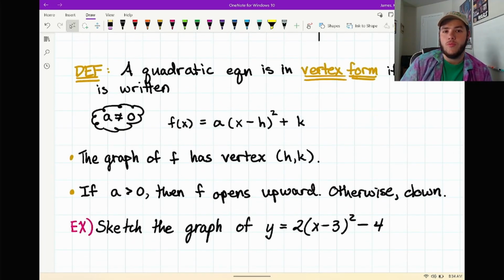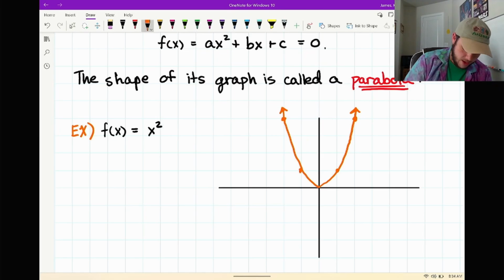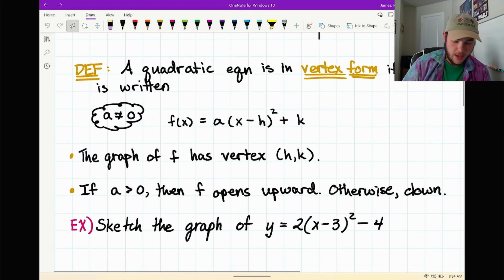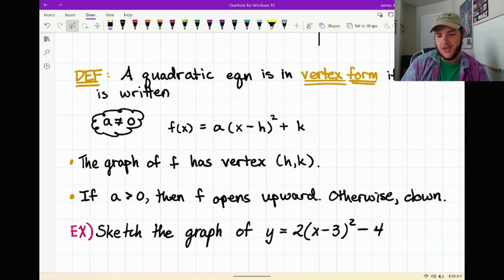But we have a vertex form for these quadratic equations that helps us quickly sketch their graph. If we can write the quadratic equation in this form, f of x equals a times x minus h squared plus k, where a is non-zero, then we have a couple of quick tricks that let us sketch its graph. First of all, we know it has a vertex, sort of the top of the U, or the bottom of the U. It has a vertex at the point h comma k.